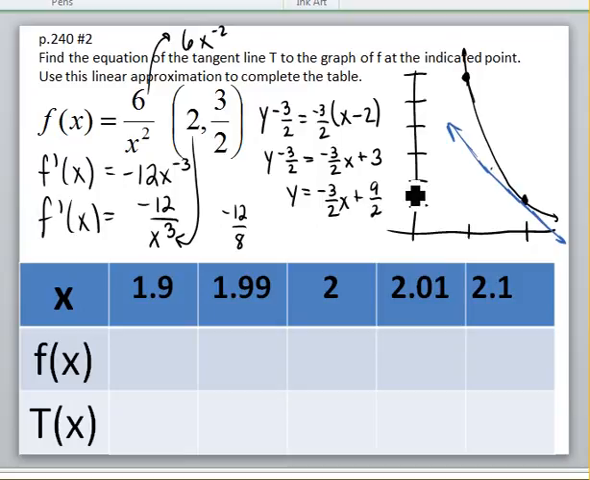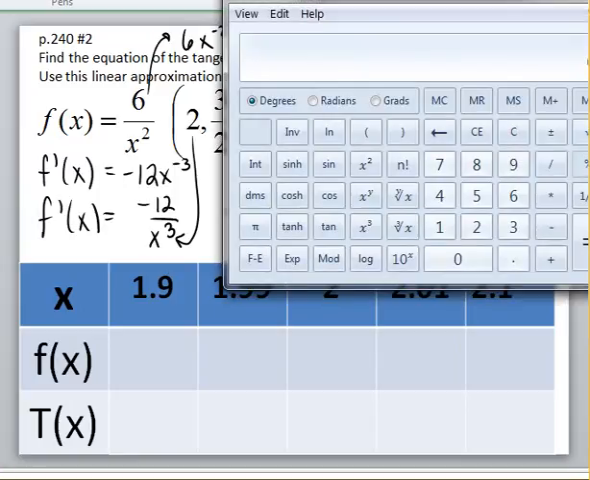Now, at this point in time, I would use a calculator just to save some time, because what we're going to be doing is plugging in 1.9 to the function value, and plugging in 1.9 into the tangent line. And we're going to show how these are very close to each other. So I will quickly bring up a calculator. I'll just bring up a small calculator. I wouldn't recommend using the small calculator.